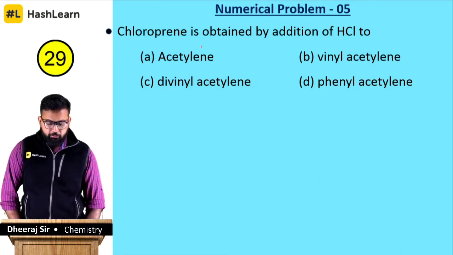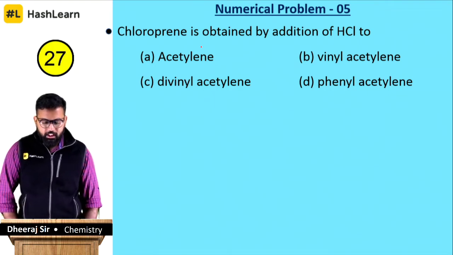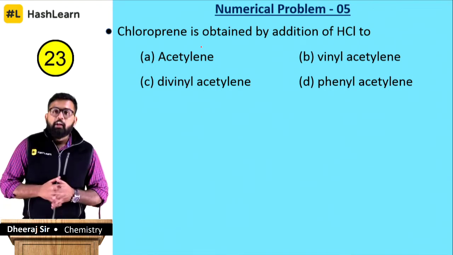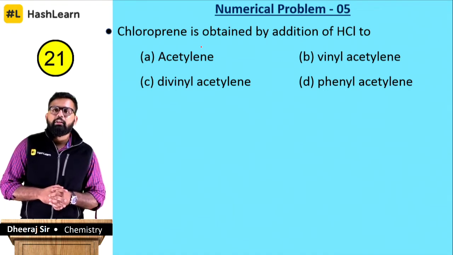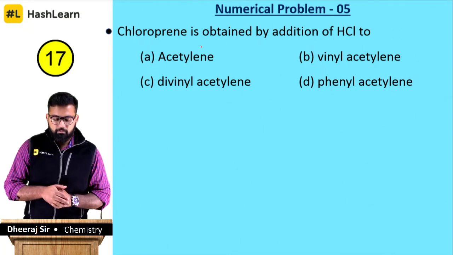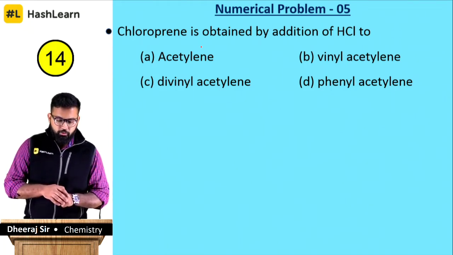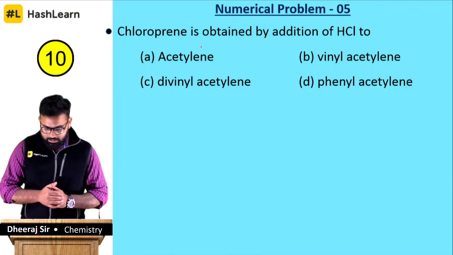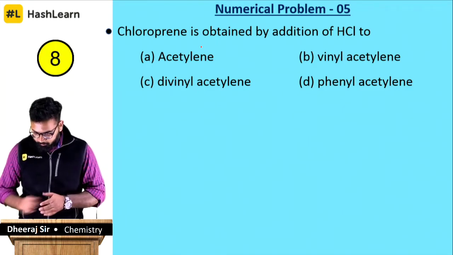Numerical problem 5. Chloroprene is obtained by addition of HCl to which compound? If you know what chloroprene is, the monomer used in the preparation of artificial rubber, that's synthetic rubber, you'll be able to quickly answer the question. So go for it.